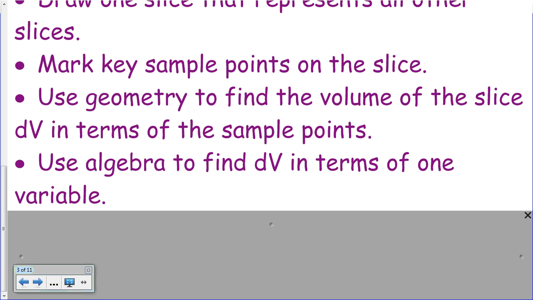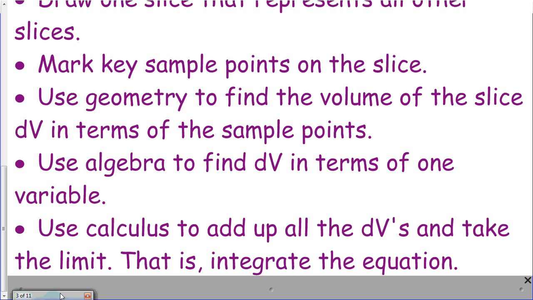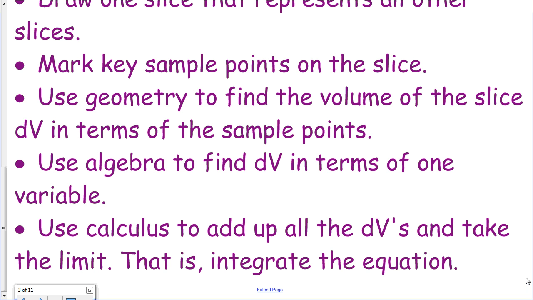All right, use algebra to find dV in terms of one variable. We've kind of done that with our example there. We got it in terms of x and dx. And depending on the problem, it depends on how many steps you've got to go through in order to get it in terms of one variable. And then the last step here is to use some calculus to add up all of the dV's and take the limit. We use that same terminology with the dA's that we talked about back in the last section, that we added all those up and took the limit.